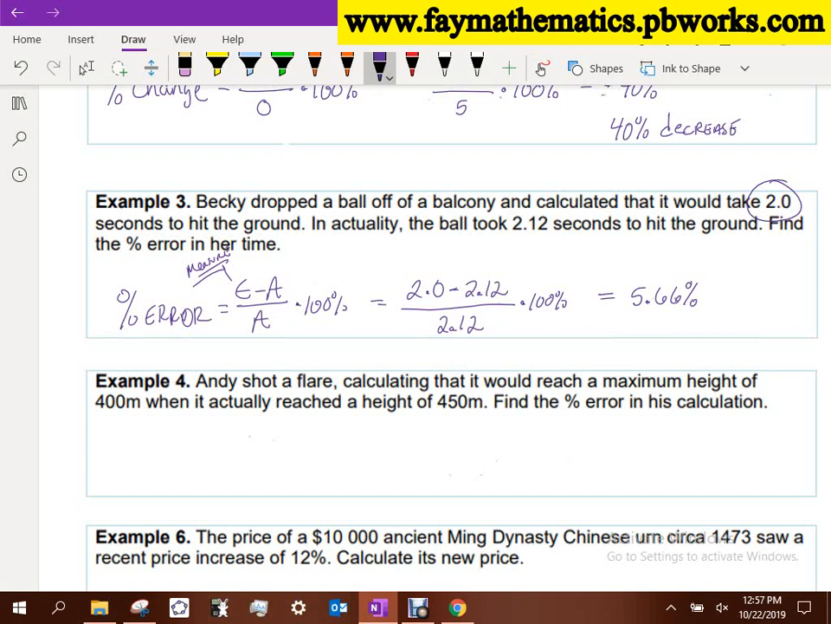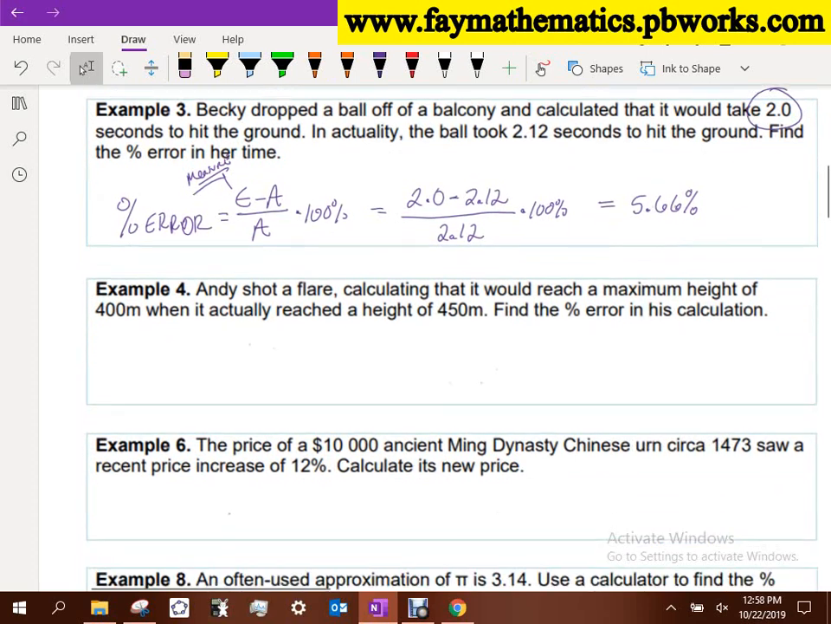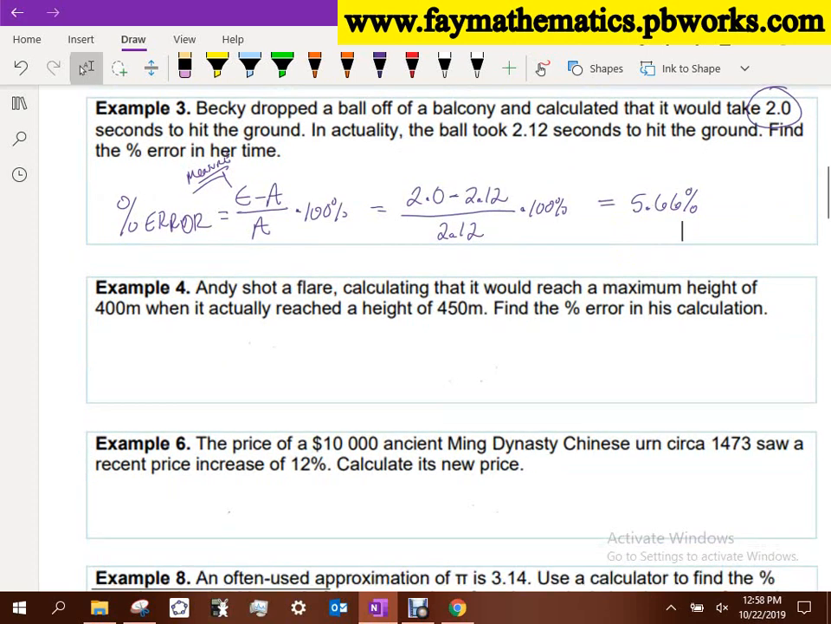We would like, in scientific experiments and just in general, error to be minimized, right? We would like that 5.66 to even be smaller if possible, okay? And we'll do an example here in a moment that kind of expresses that idea of how small we want the errors to be. When we get into other classes, error and percent change will be things that we use in other math classes and other science classes.